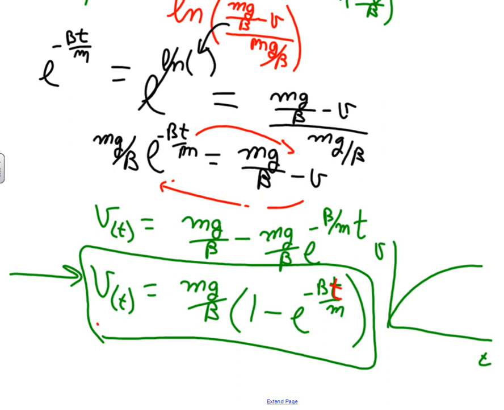Let's have some more fun. What if the time is infinity? What if the time is so big that the time is, for all practical purposes, infinity? What's e to the minus infinity? 0.